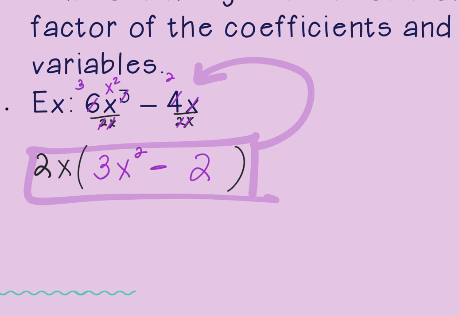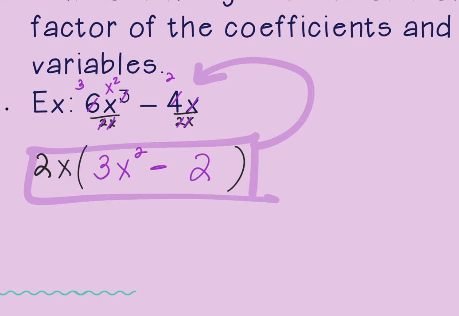Just do so it's 2x. You can't combine them. Is that what you're thinking? Yeah. You can't combine them. One's got an x to the third and one's got an x. So you can't combine these terms.